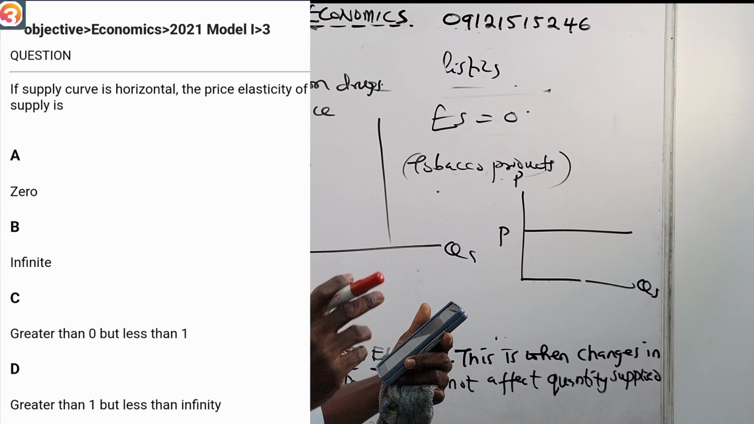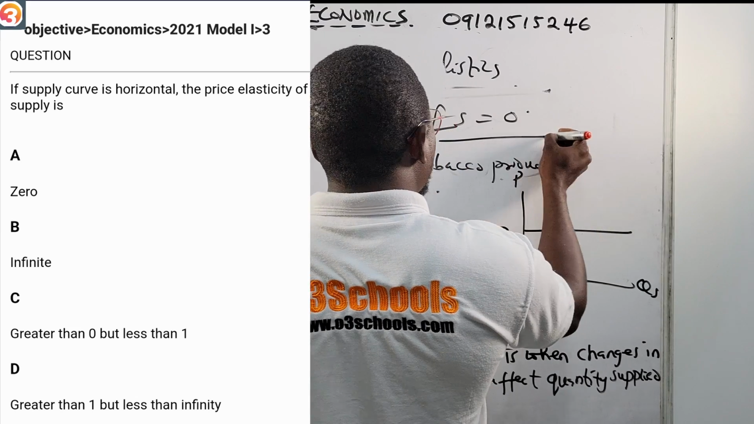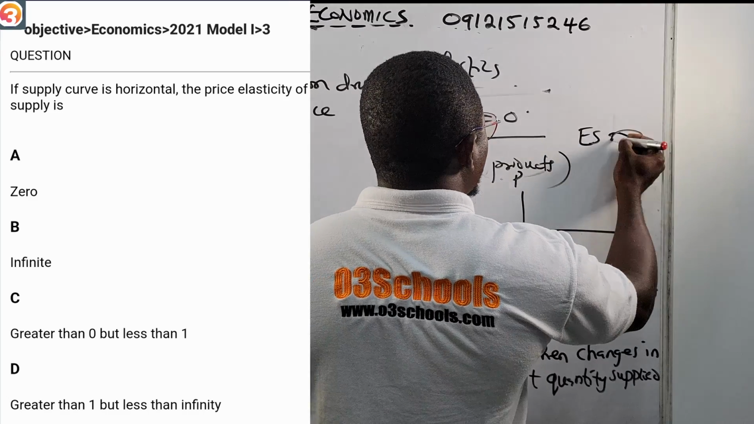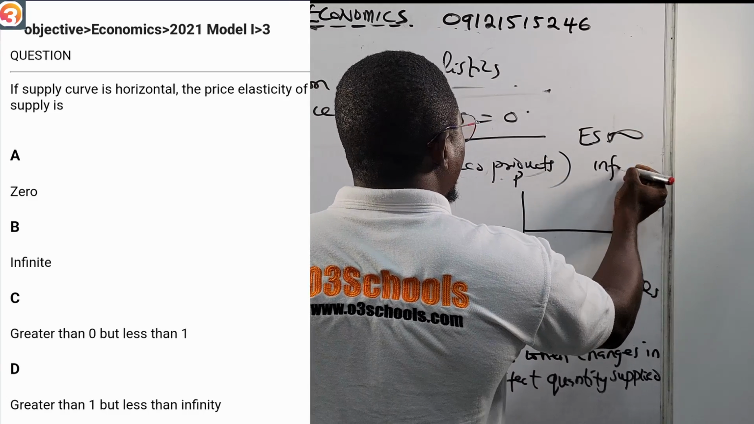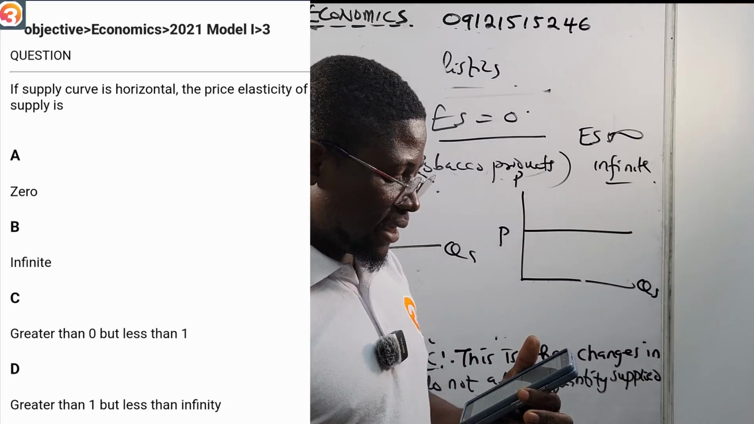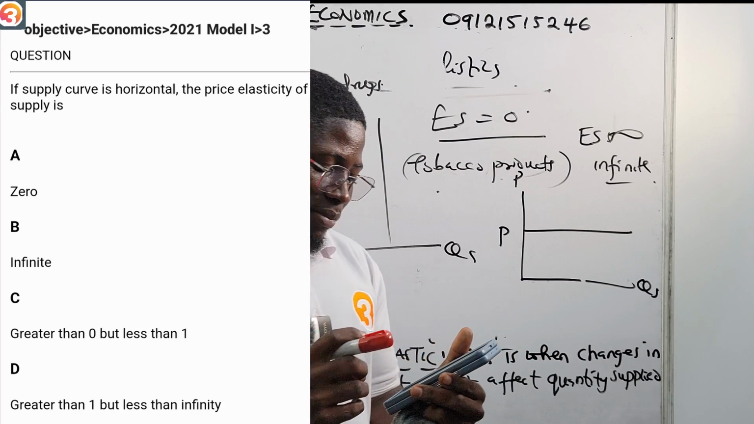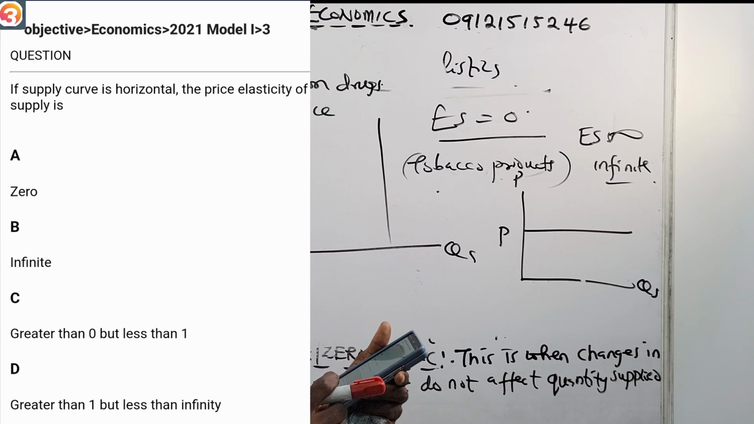So the correct answer there, what is the coefficient of elasticity of supply for perfectly elastic supply? Obviously, ES is infinite. I wrote that down. So A says 0, B says infinite, C says greater than 0 but less than 1, D says greater than 1 but less than infinity. The correct answer is option B.